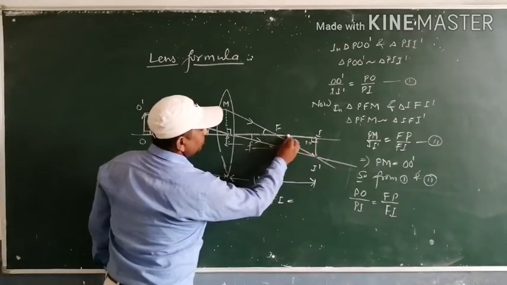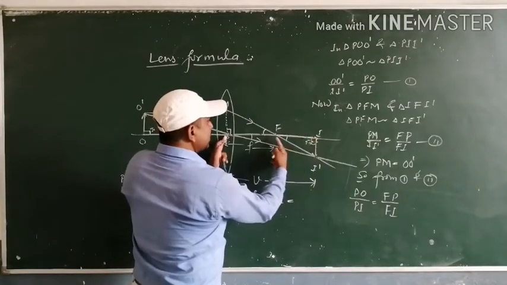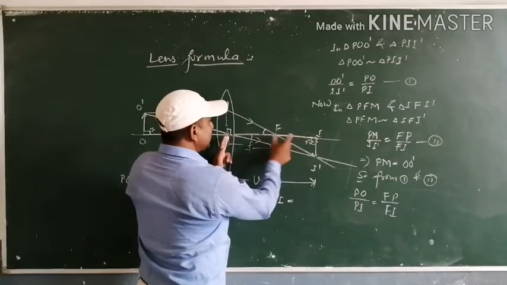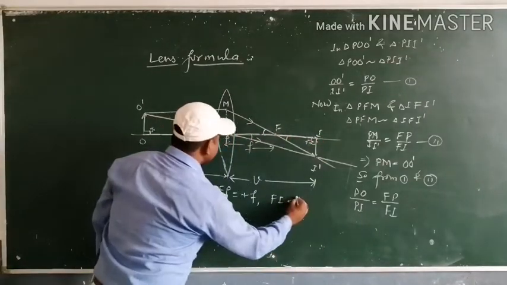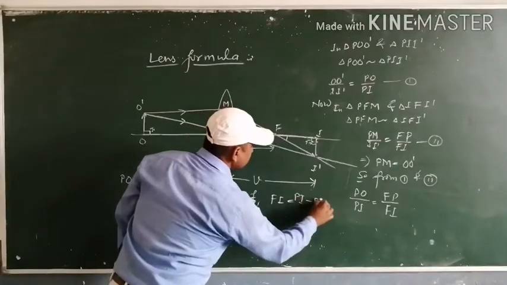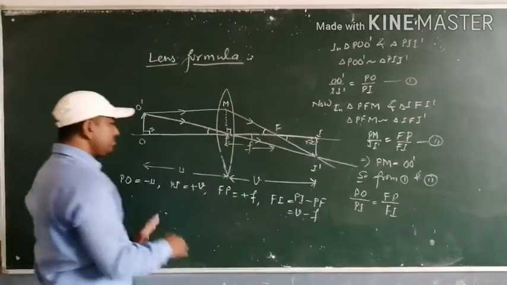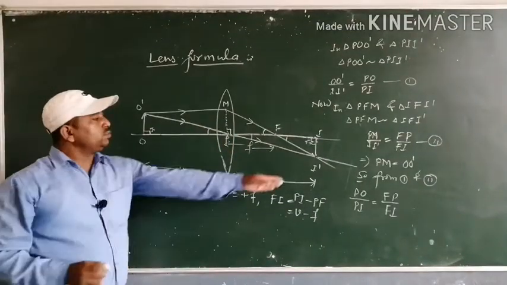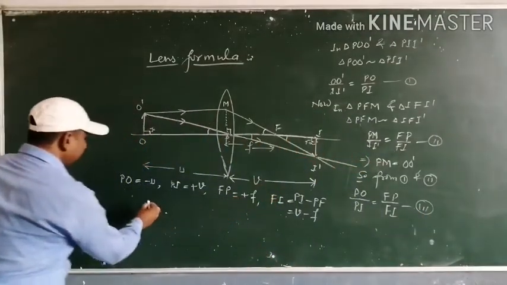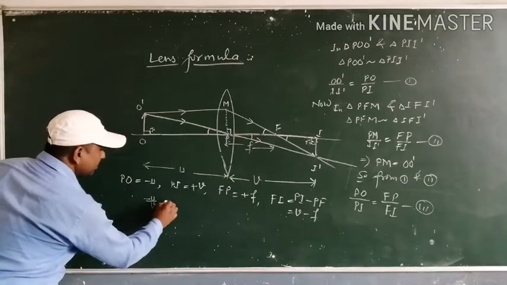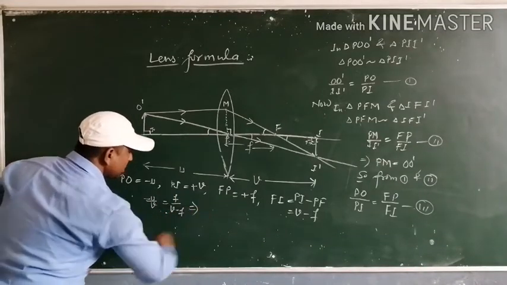This value will be equal to PI minus PF. If we subtract PF from PI, then we get FI. It means this will be equal to PI minus PF, that is V minus F. So if we put all these values in equation number 3, then we get minus U divided by V equals F divided by V minus F.